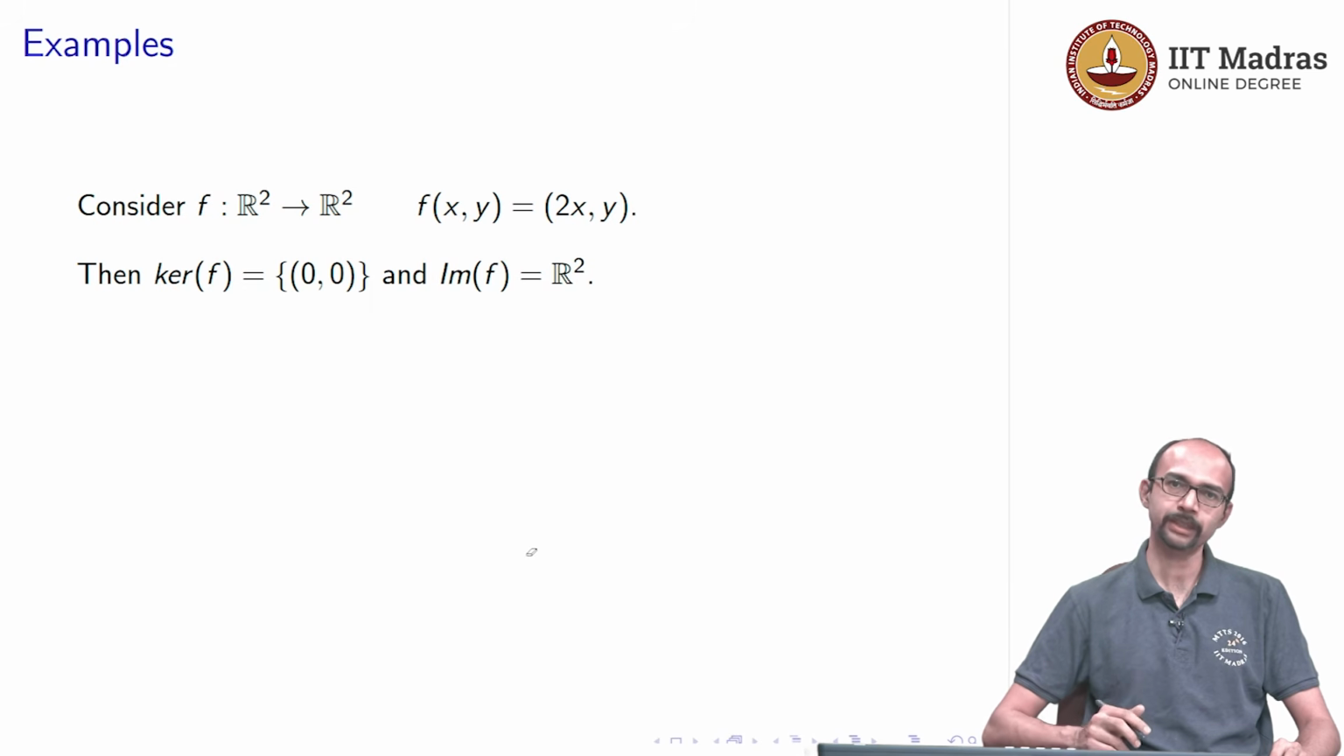By that 0 we mean the 0 in W. Okay. So, here we want to look for those (x, y) such that f(x, y) is equal to (0, 0). It is clear that if (2x, y) is (0, 0), then 2x is 0 and y is 0, which will tell us that x is 0 and y is 0. So, the kernel is exactly (0, 0). So, the kernel is the 0 element, or the 0 vector, in R2.